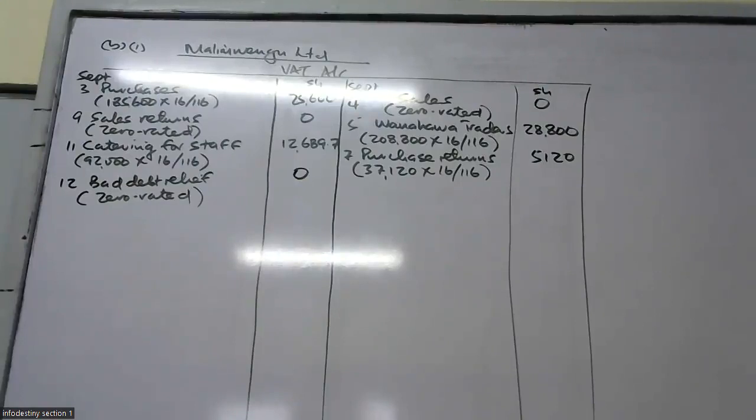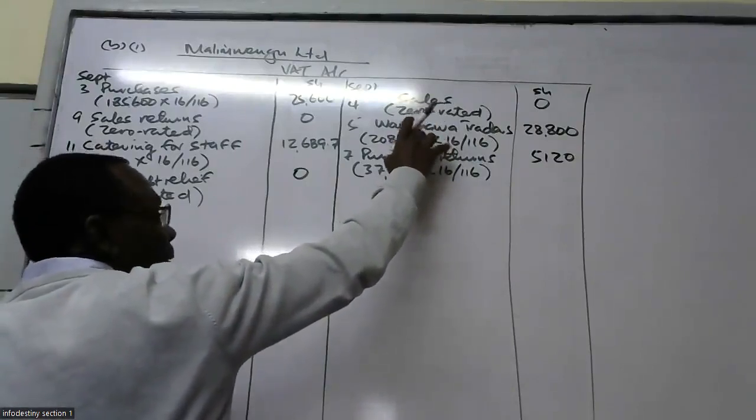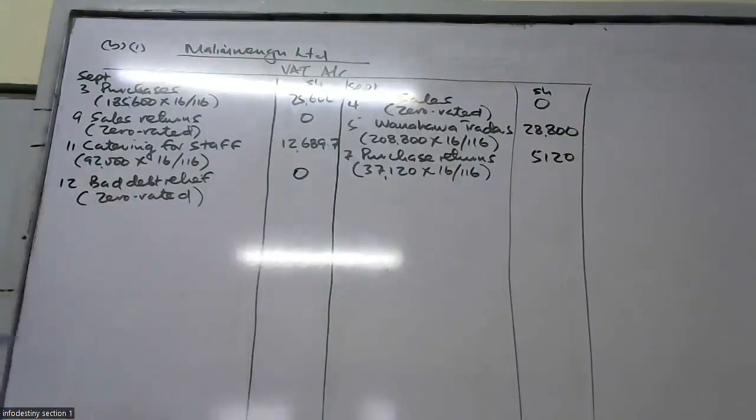Then on 15th, Wanahawa traders made part settlement for their dues. So you don't make any trade, you receive cash. They need part payment, so when they make payment, you just debit the cash. There's no entry in the VAT account. You only enter the VAT account when you make the sale. You don't enter again when you receive cash. When cash is received, debit cash or credit the supplier's account. So there's no entry on 15th or 16th.